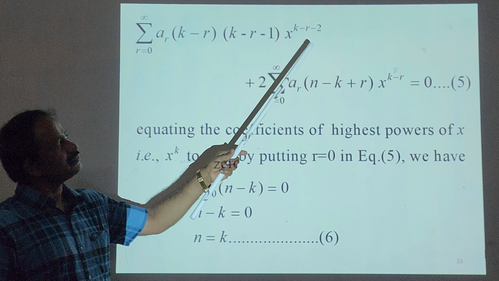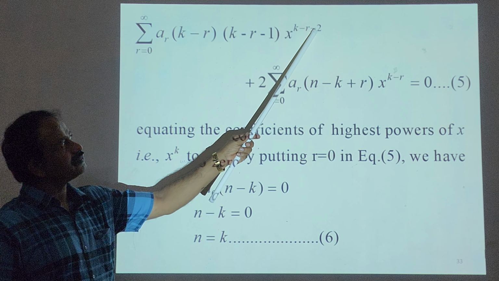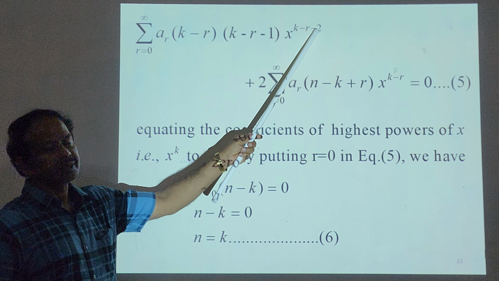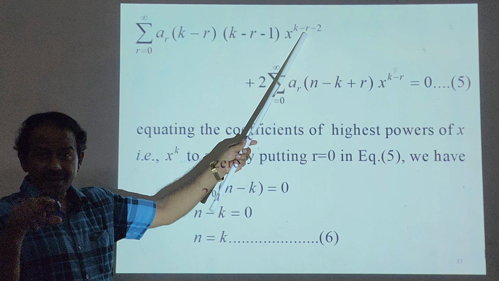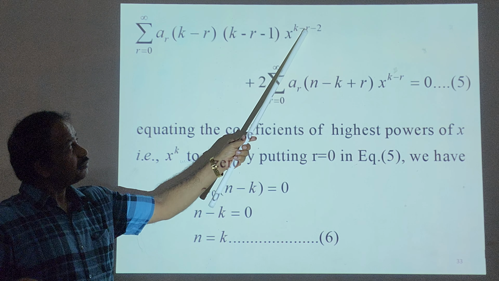But here there is a tricky part. Here what you are going to do is, x to the power k minus r minus 2 is here. I am going to write r as r plus 2. Suppose if r plus 2 is there, then that minus 2 will get cancelled. You will have k minus r. Is it okay? I am going to write this term r as r plus 2. So you have x to the power k minus r alone. That minus 2 and plus 2 will get cancelled. So we can equate these two.